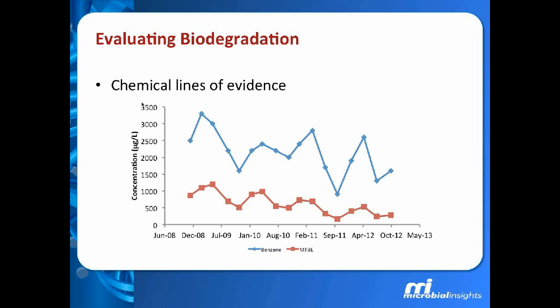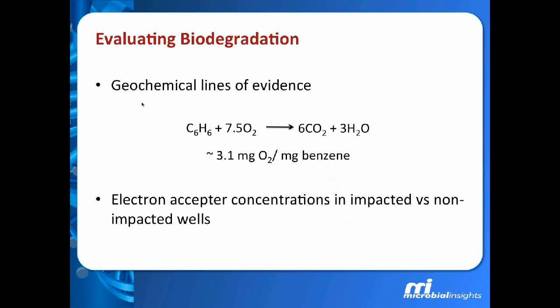compounds. So the next thing that we do is to look at the geochemical evidence. By comparing the parameters like dissolved oxygen, nitrate, ferrous iron, sulfate, and methane in an upgradient versus an impacted well, this helps us to investigate electron acceptor consumption. Geochemical lines of evidence are really good indicators of biological activity, but they're indirect.